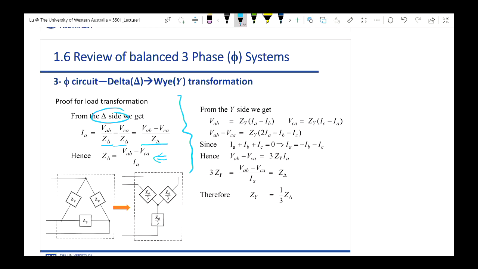Then let's have a look at the equivalent Y pattern. If you have a Y pattern here, in a single phase, its phase voltage is VAB. Now we are in the Y pattern. That is equal to ZY, the impedance of a single phase, multiplied by IA minus IB. Do you understand the reason for that?